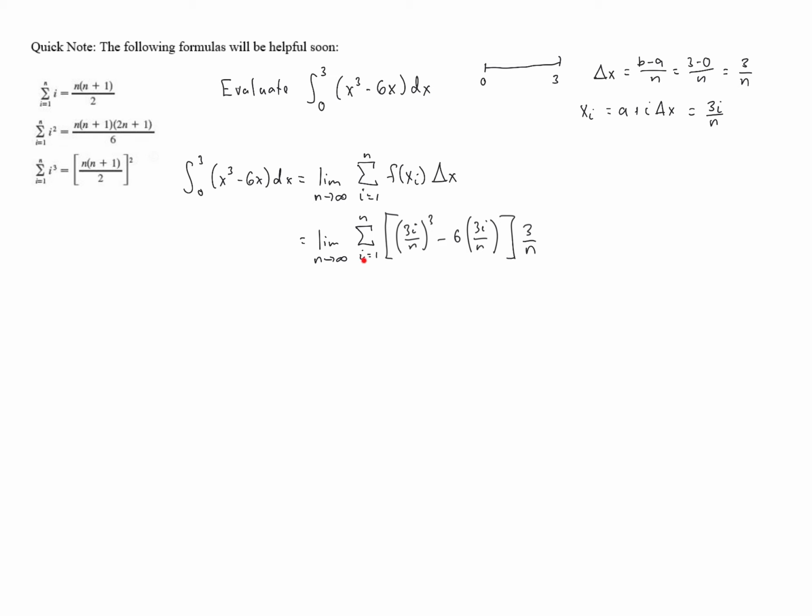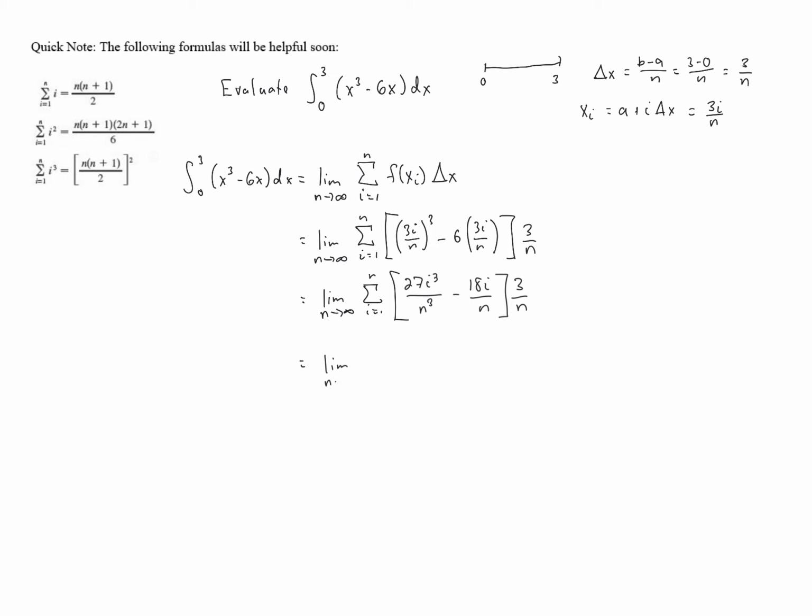And so theoretically, we should be able to take this sum, and then once we've done that, take the limit as n approaches infinity. Now, let's simplify what's going on inside the brackets. I think that'll make our life a little easier. So we've got the limit as n approaches infinity of the sum as i ranges from 1 to n of... Now, when we cube that, we get 27i cubed over n cubed, and then minus 18i over n. And that whole thing is going to get multiplied by 3 over n. So we should distribute that 3 over n inside there.